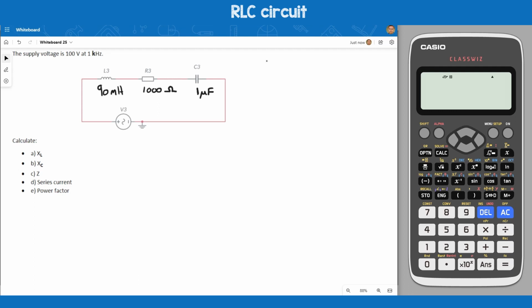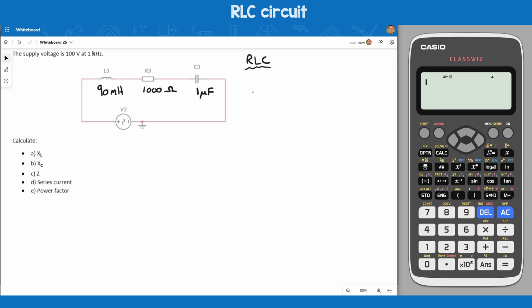So this is the hardest type of question that you will encounter, but it's still not too bad. We have a resistor, an inductor and a capacitor, so it's known as an RLC circuit. So we're asked to find the inductive reactance, capacitive reactance, the overall impedance in ohms, and then the current and power factor.